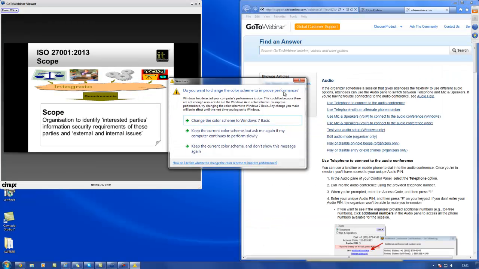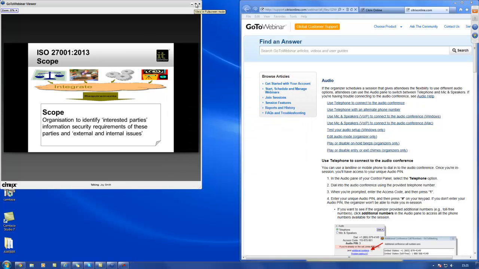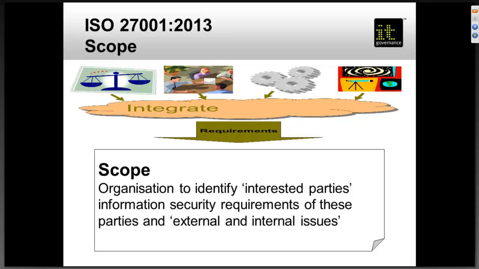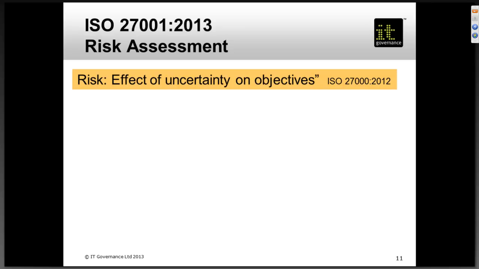The other big change in the standard comes back partly to the removal of the terms and definitions, and partly to do with the flexibility that's been introduced in the 2013 version. The term risk or risk assessment we've all become familiar with, risk being a combination of likelihood and impact. Well, no more. Risk is now defined in 27000, the terms and definitions standard, as being the effect of uncertainty on objectives.